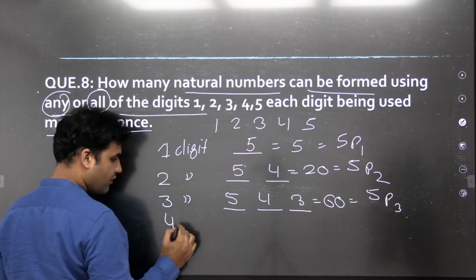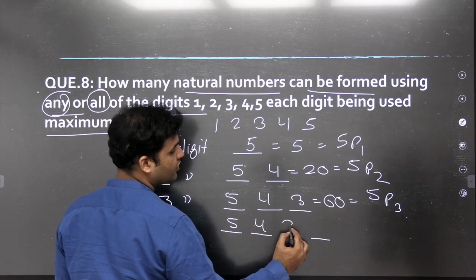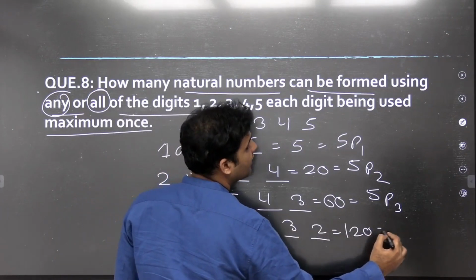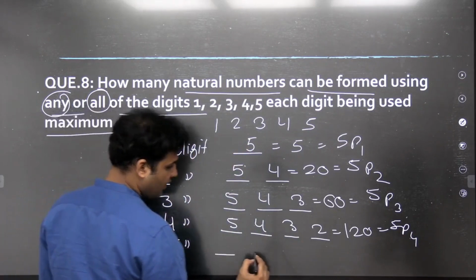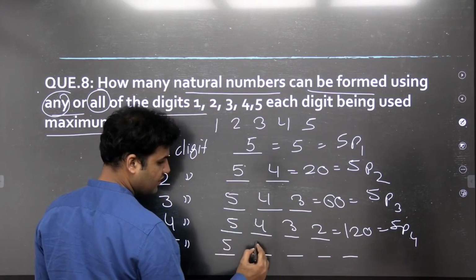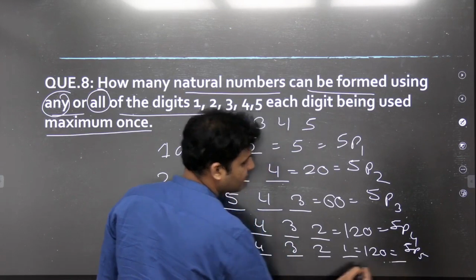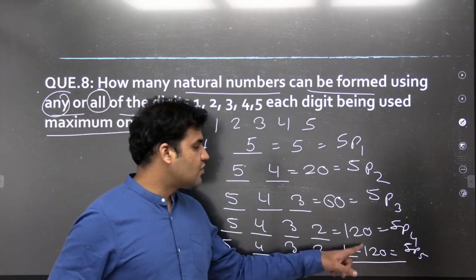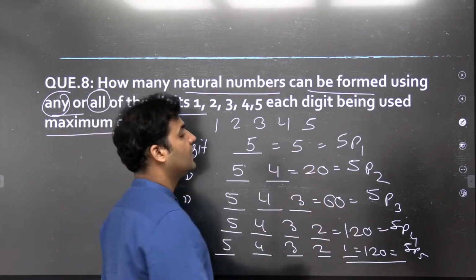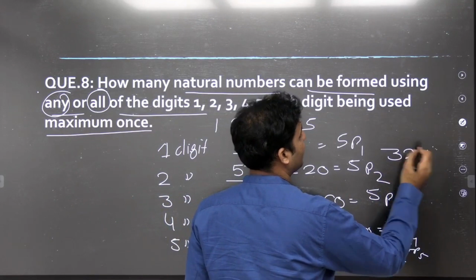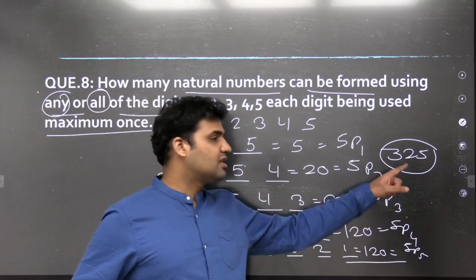I can make a 4 digit number also. For a 4-digit number, the places can be filled in 5, 4, 3, 2 ways, which is 120, which could have been written as 5P4 also. If I want to make a 5-digit number, 5 ways, 4 ways, 3 ways, 2 ways, 1 way, total 120, that is the same as 5P5. So how many numbers are you able to make? 120 plus 120 is 240, plus 60 is 300, 320, 325. So the answer to the question is 325, guys. Using any or all of the digits, I'll be able to make a total of 325 numbers.